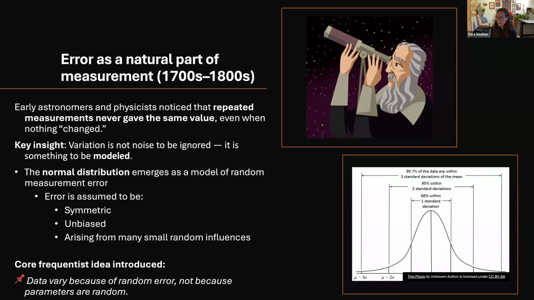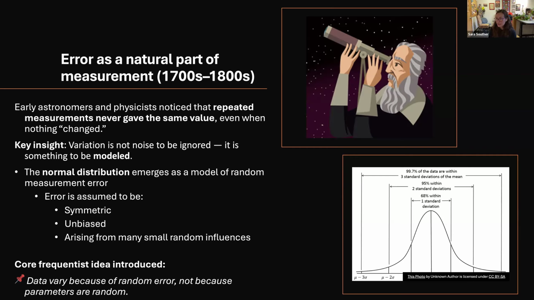So rather than treating differences among measurements as mistakes, scientists began to describe them mathematically. This is where we basically developed the normal distribution. It was around this time, the classic bell curve that everyone knows. It became the go-to model for random measurement error. The assumption was that this error is symmetric, unbiased, and the result of lots of small random influences adding up.